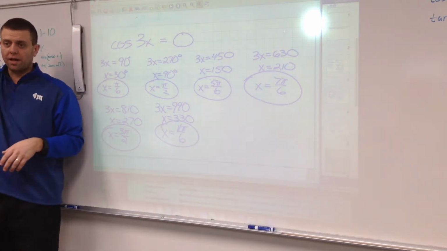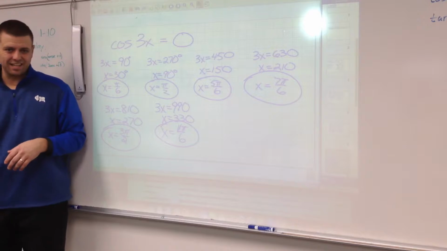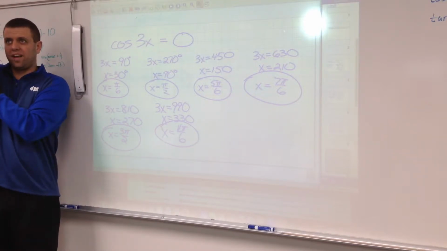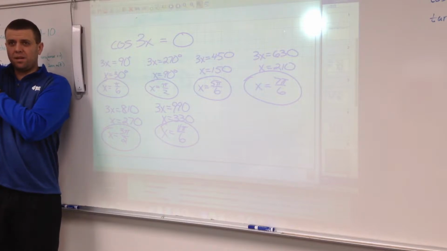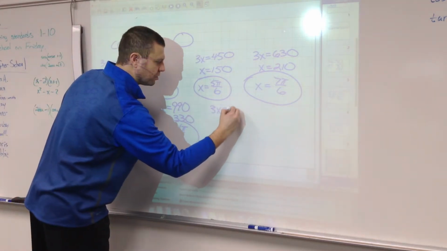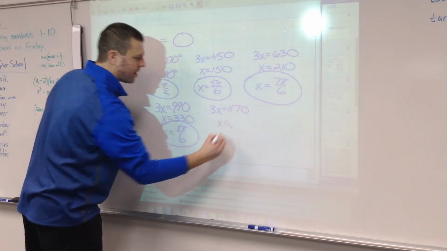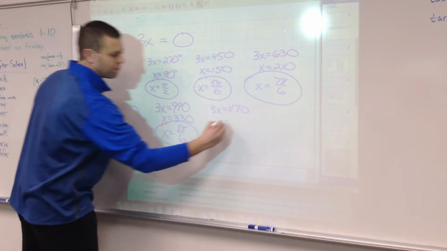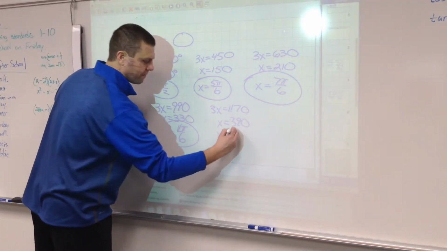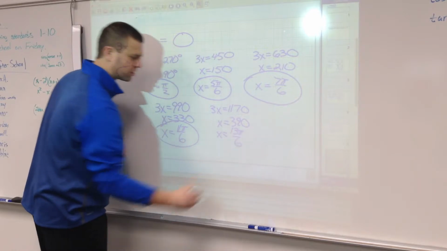We can go one more, that's fine. So we're at 990, we're at 1080. To get back up here where we want to, remember all of them are 90 or 270, that'd be 1080, 1170. If I set 3x equal to 1170 and then divide by 3, I get 390, which would be 13 pi over 6.